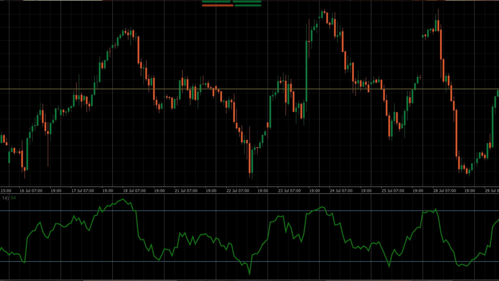Together with RSI, the price moves too. So you can see clearly, when the RSI is too high, the price drops. When RSI is too low, the price jumps. This is an amazing tool that is used by pro daily traders.